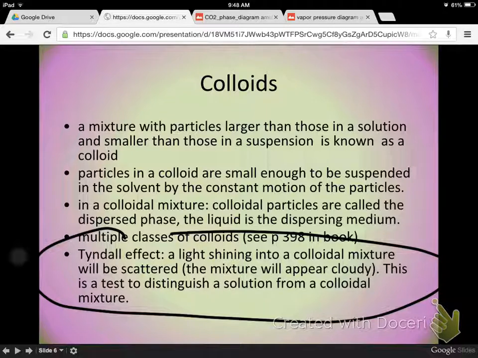No, it wouldn't be because it's clear. There's no light scattering. But the Tyndall effect is light scattering. The particles are dispersed enough that they catch and reflect light and scatter it, so the whole thing looks cloudy.